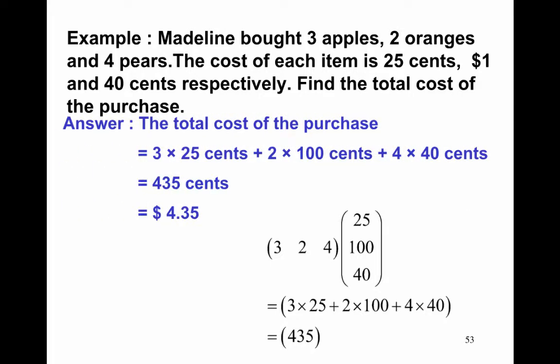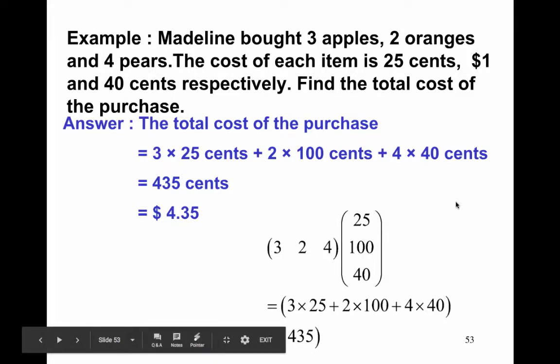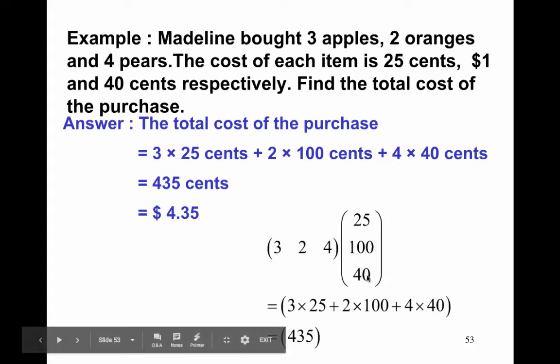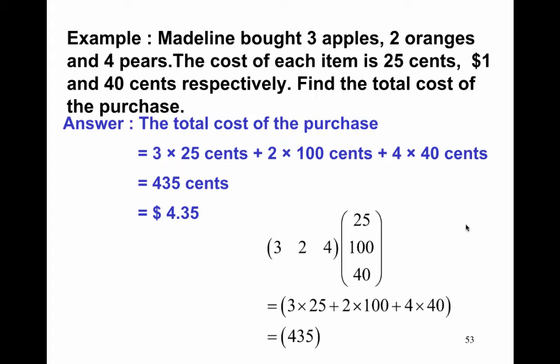So, Madeline bought 3 apples, 2 oranges, 4 pears. The cost of each item is 25 cents, $1, and 40 cents respectively. Find the total cost of the purchase. The answer is $4.35. Notice that what we did is we took the 1 row, 3 column matrix of 3, 2, 4 times the 3 row, 1 column matrix of 25, 100, 40, multiply 3 times 25 plus 2 times 100 plus 4 times 40, and you do get 435. Put the decimal place back in, and that is $4.35.